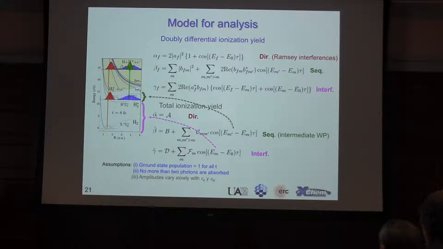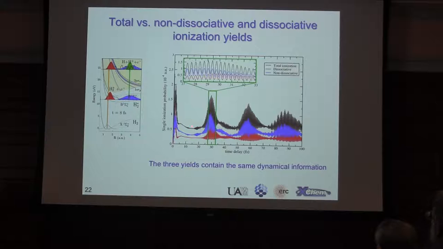Before doing so, I want to emphasize a very important aspect. What I showed before, the total ionization yield as a function of time delay. Here what you can see is the decomposition into the dissociative and non-dissociative parts of this total yield, and as you can see, they look very similar to the total ionization yield. Here you have a blow up of this region in which you can see that the oscillations go in phase for the two channels. So in the discussion I will present later, I will focus entirely on the total ionization yield because the explanation is the same for the other.